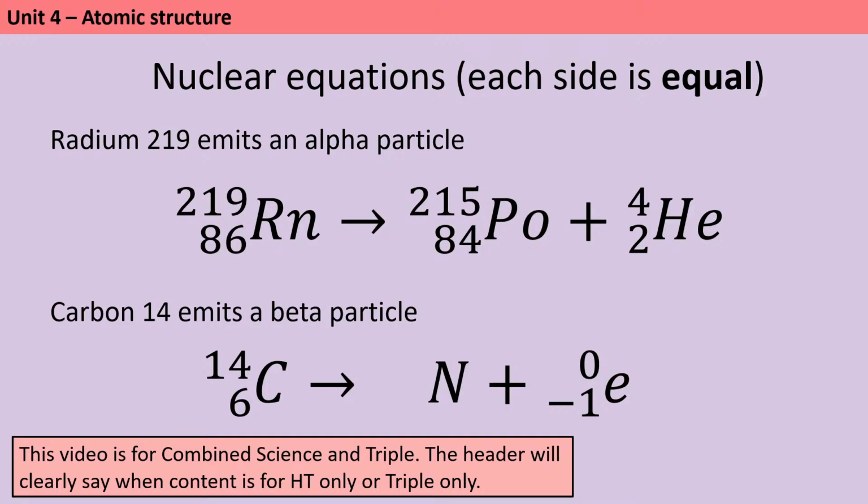The beta particles tend to be where people fall down. The mass is quite straightforward because for the purposes of this exam we're going to treat the mass of an electron as 0. So the mass of the nitrogen isotope is still 14. But the really common mistake we see is that people will do 6 minus 1 and end up with 5 for the atomic number of nitrogen, which is not correct. If you think about it, the two sides of the equation have to balance. So 6 is equal to something take 1, and the something, of course, is going to be 7.